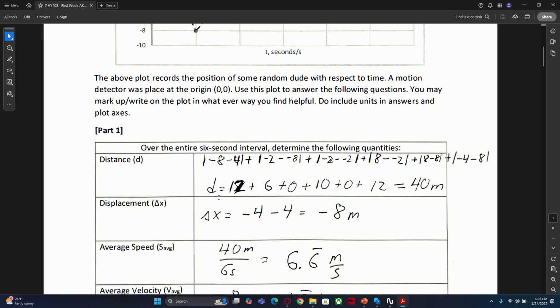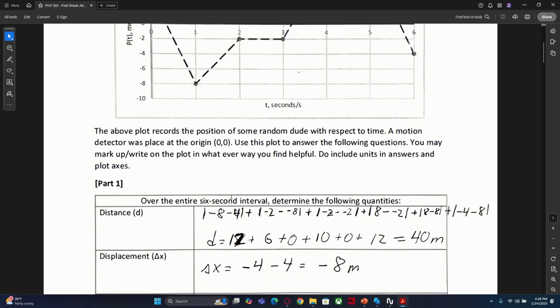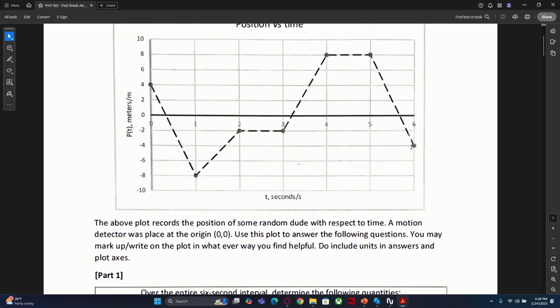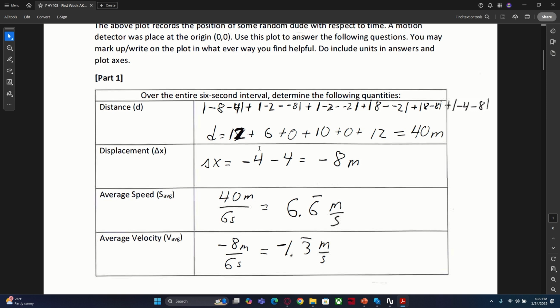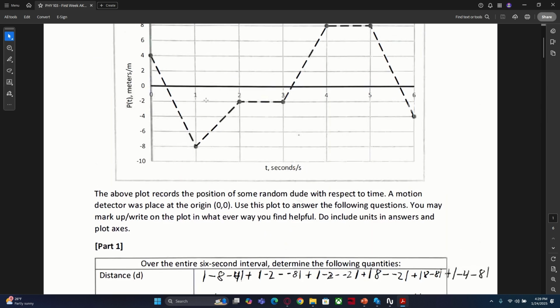Displacement is pretty straightforward. All we need is the final vertical position and the initial. At the end of our measurement, we are at the -4 mark, and at the start, we are at the +4 mark. So -4 minus 4 comes out to -8 meters. So in the grand scheme of things, despite this object moving backwards and forwards and backwards, overall it displaced backwards by 8 meters.